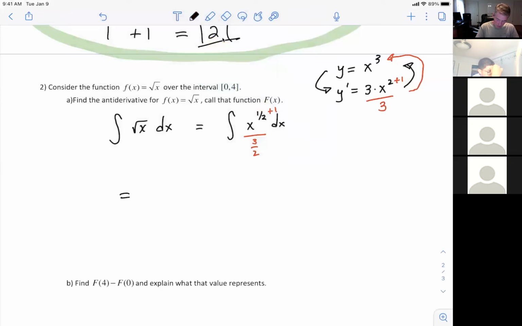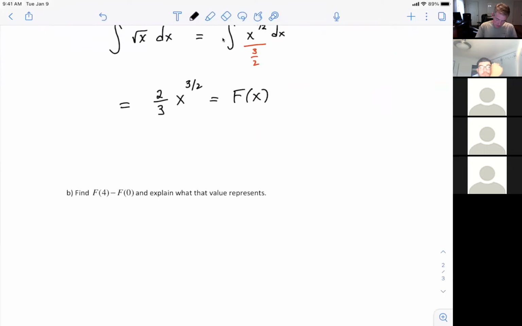So when you divide by 3/2, you need to invert it. It's going to become 2/3. And then x is to the 3/2. And because we have numbers 0 and 4 to plug in, we're not going to put the plus c. You only put the plus c when you don't have numbers to plug in. Okay, so that is the antiderivative, so that's called capital F.